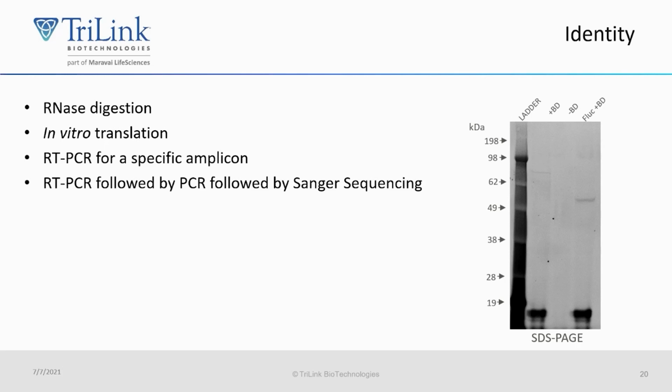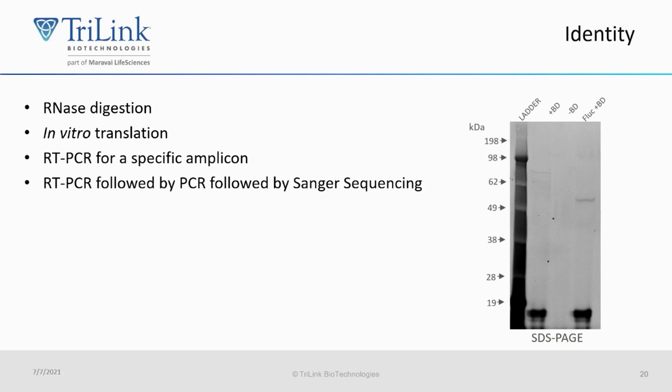In vitro translation assay can also be achieved using a cell-free wheat germ extract translation assay with a BODIPY labeled tRNA. The resulting product can then be run on an SDS-PAGE gel, and the size of the protein can be determined against the marker, as shown in the example here on the right side of the screen.